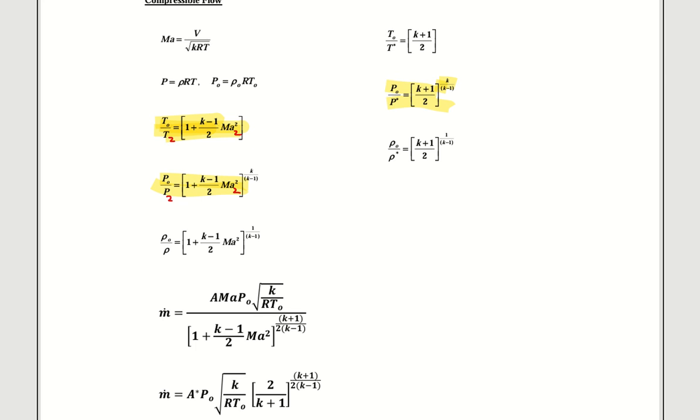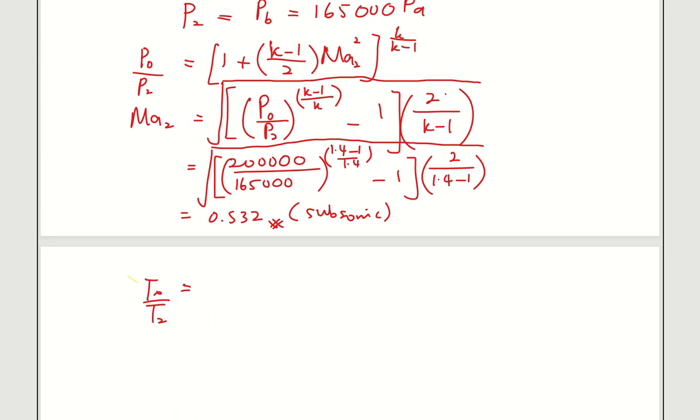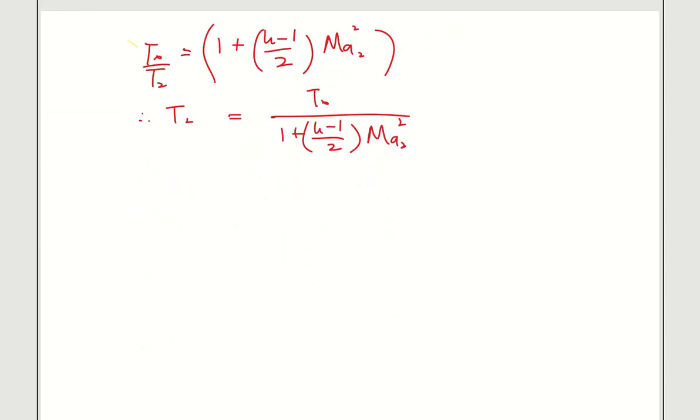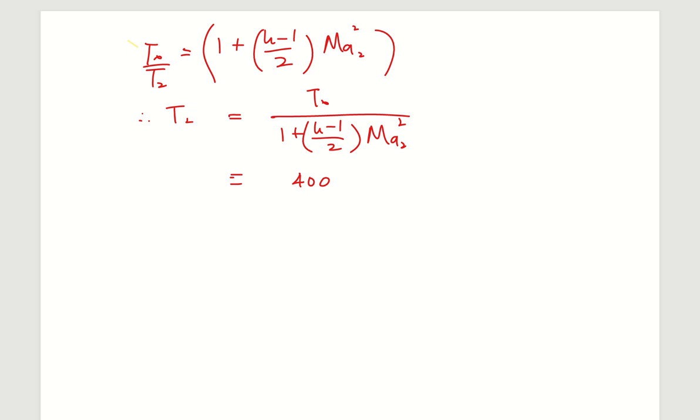T naught over T2 is 1 plus K minus 1 divided by 2 times Mach number squared. Alright. So rearrange. We want T2. So T naught divided by everything on the right side there. Then you substitute the value. So you will be able to get T2. So T naught, if you go back to the question, the value is 450. Sorry, not 400, it's 450.